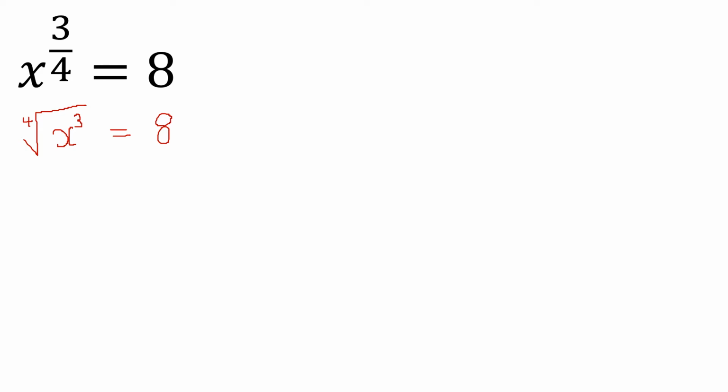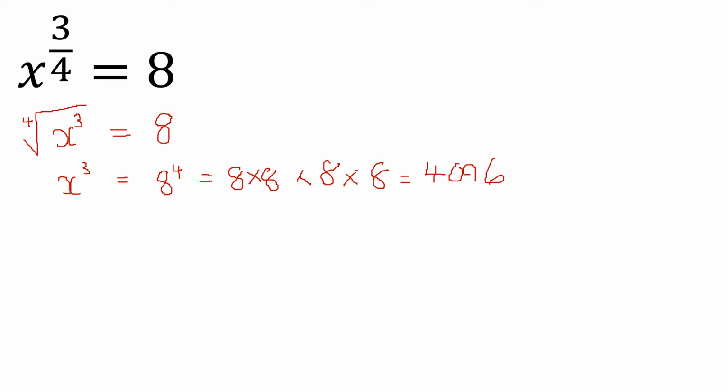So we need to do the inverse. Currently we've got the fourth root, so the inverse of taking a root is to use indices, to take it to the power. So x cubed is equal to 8 to the power 4, which can just be rewritten as 8 times 8 times 8 times 8, which will give you 4096.